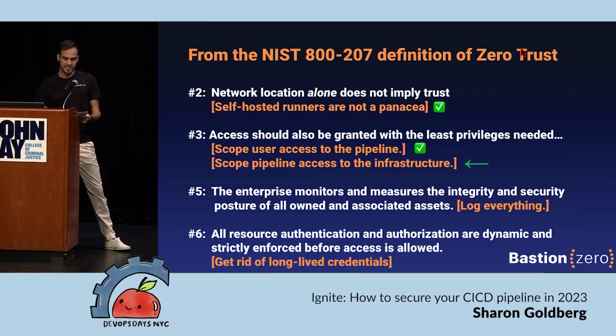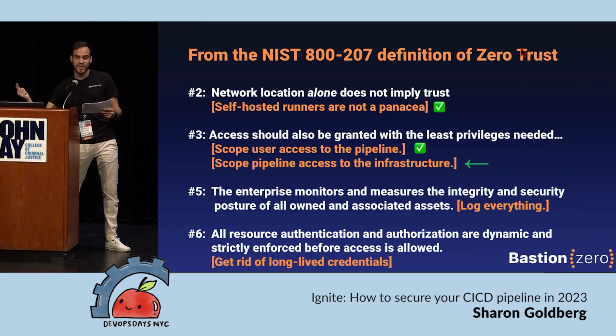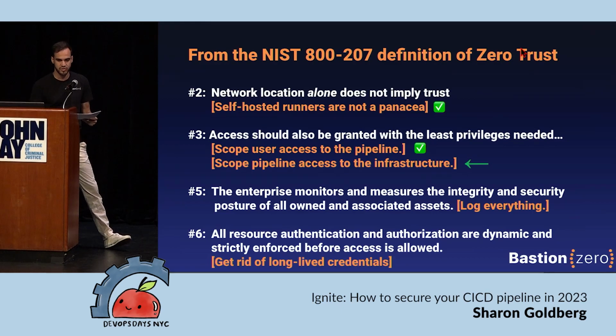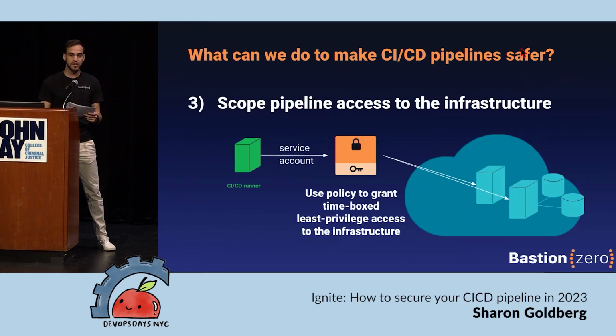The first thing to think about least privilege is who can touch which part of the pipeline. So in case of a malicious user, they can only damage what they had access to. Another aspect is scoping the pipeline's access to the infrastructure. So for example, you can have a runner and a service account and use policies to grant least privileged access to only specific parts of the infrastructure.